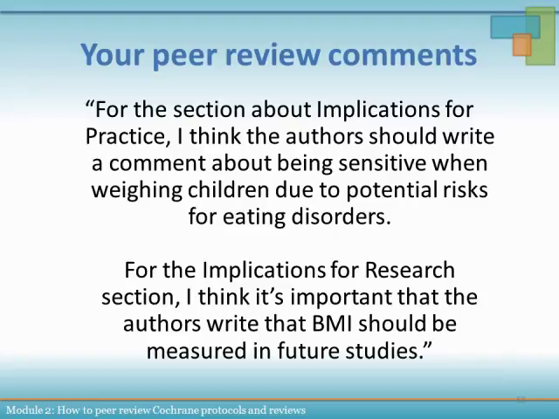So, in your peer review comments, you could write, "For the section about implications for practice, I think the authors should write a comment about the sensitivity of weighing children due to the potential risks of body image dissatisfaction, self-esteem issues, and possibly an increased risk of eating disorders in this population. For the implications for research section, I think it's important that the authors write that BMI should be sensitively measured in future studies." As you can see, these sections can potentially have an impact on practice and future research.